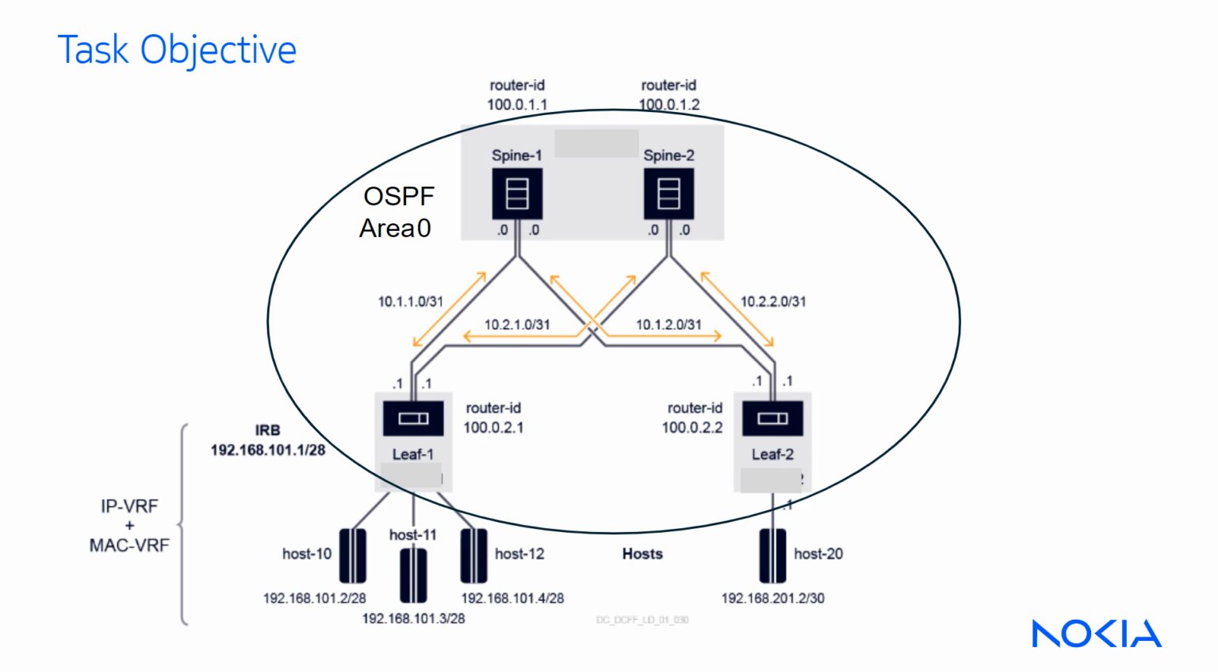We are going to configure OSPF in the network instance default on Leaf 1. We will put all of the interfaces on Leaf 1 into OSPF Area 0. Those are the two physical sub-interfaces that connect Leaf 1 to Spine 1 and Spine 2, the loopback sub-interface on Leaf 1 whose IP address we will use as the router ID, and finally, the IRB interface that connects hosts 10, 11, and 12 to the network instance default. Once completed, host 10 will be able to ping host 20.